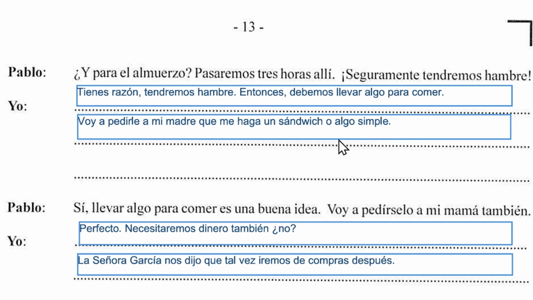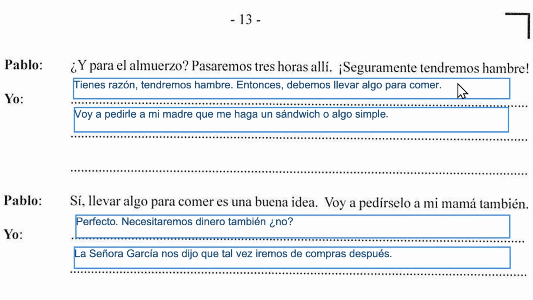So let's see what I said. So I said, tienes razón. That's a great phrase to note. You are right. We will be hungry. So we should carry something to eat. I am going to ask my mother to make me a sandwich or something simple. Good? So that segues nicely to the next line. It follows up with what Pablo says and everything.